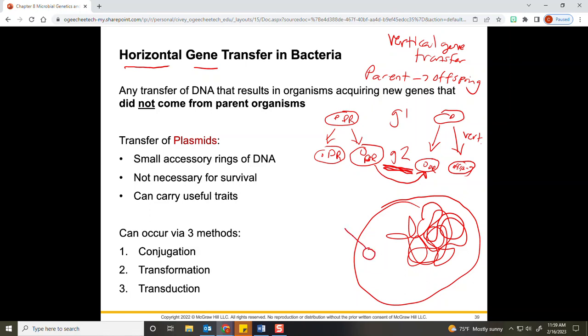Alright, so plasmids are chromosomes that contain accessory genes, meaning they're not vital to life, but they do give us some interesting traits. So they're small accessory rings of DNA. They're not necessary for survival, but they can carry useful traits. So how do we trade these plasmids from one microbe to the next? There's a few different methods, and they are called as followed: conjugation, transformation, and transduction.